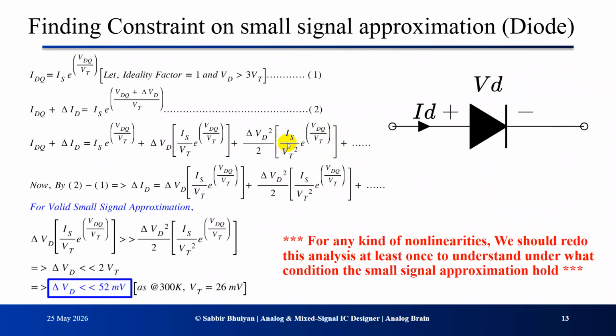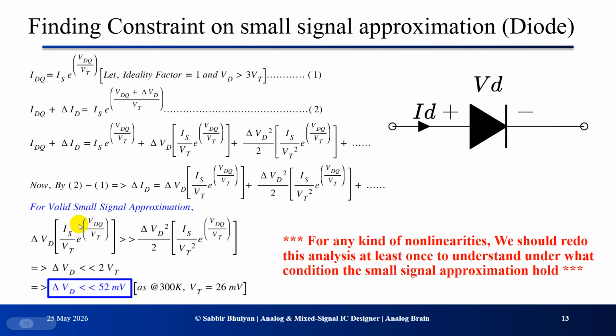Now this is equation 2, this is equation 1. By equation 2 minus 1, del ID is equal to del VD IS by VT e to the power VDQ by VT plus del VD squared by 2 IS by VT squared e to the power VDQ by VT. So this is the whole thing. Now for a valid small signal approximation, this term should be greater than this term. If del VD is small enough, the first term will be greater than the second one.